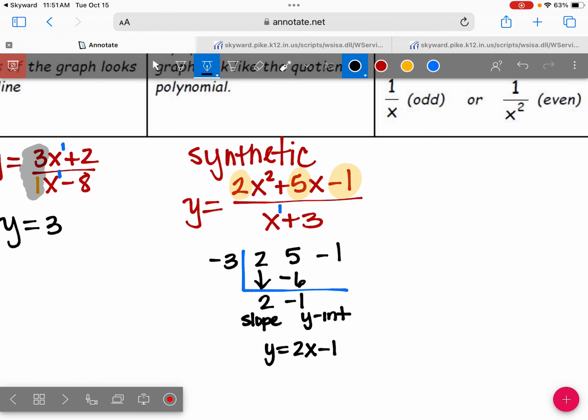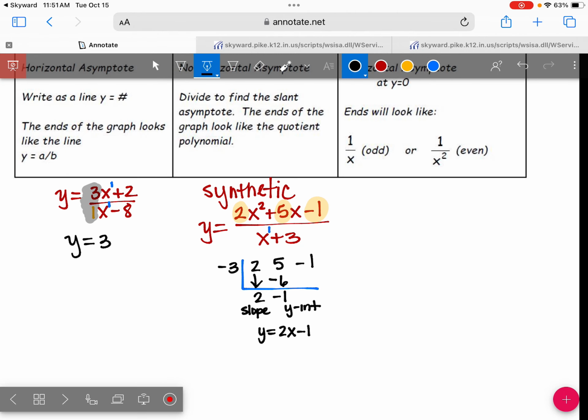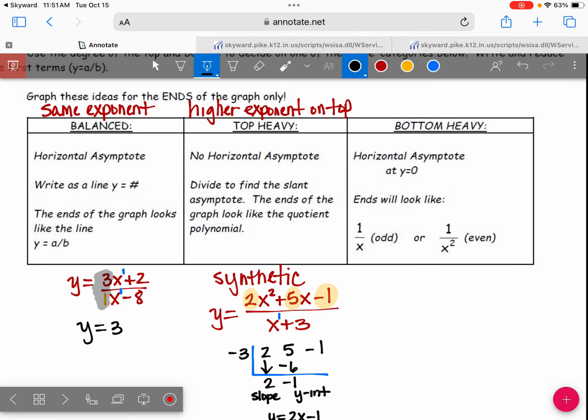The last one, which we will talk about today, is, well, what if it's higher in the bottom? So what if you have a higher power in the bottom? I'm just going to say EXP bottom. That's easy. So if I were to take this one that I just wrote for my example, if I were to switch that and make it x plus 3 at the top, and then my 2x squared plus 5x minus 1 at the bottom.